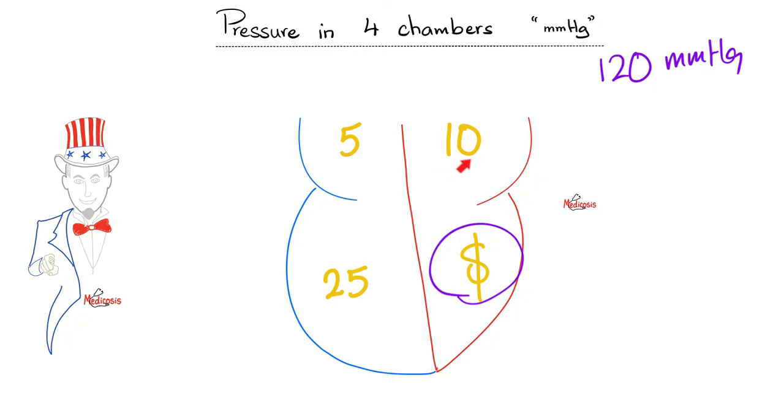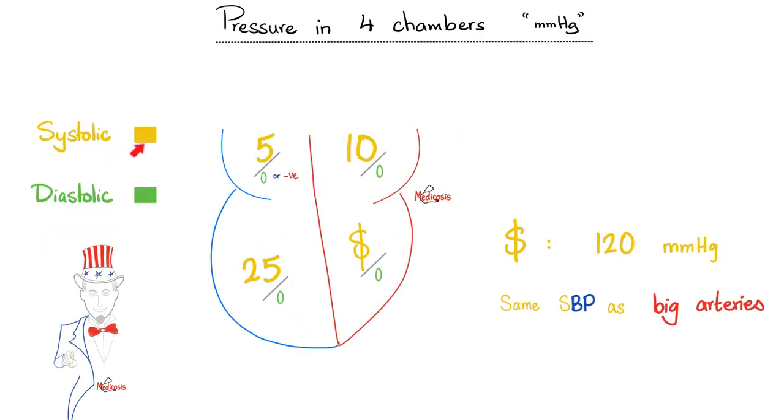How about my left atrium? 10 during systole. How about my right atrium? 5. Right ventricle, 25. Mnemonic, just remember Uncle Sam and his coins. 5 cents, then 10 cents, and then 25 cents, and then I give you $1. Nickel, dime, quarter, dollar. These numbers that I just gave you are the systolic numbers. If you want the diastolic, all of them are almost zero. You can say 3, 4, 5 millimeters of mercury.